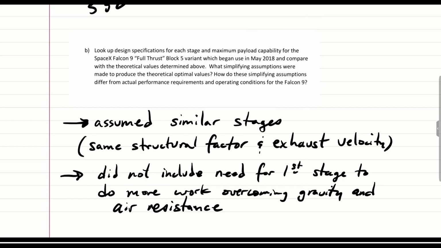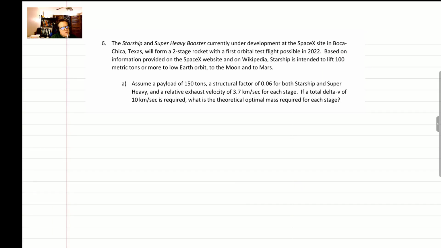And we didn't really include how the first stage would actually have to do more of the work required in overcoming gravity and air resistance before the second stage could really accelerate up to orbital speed. So that is a practical consideration that would make for a more realistic answer. So let's move to this example.